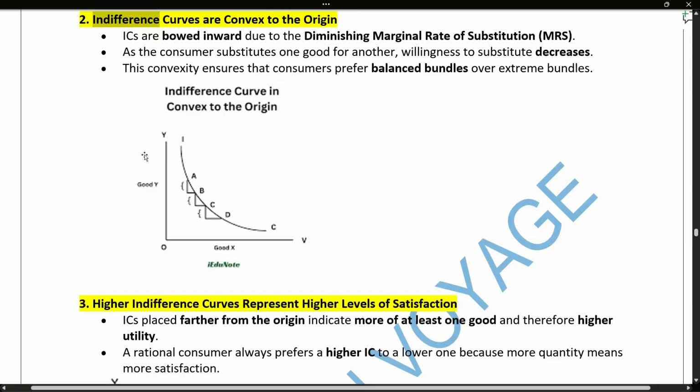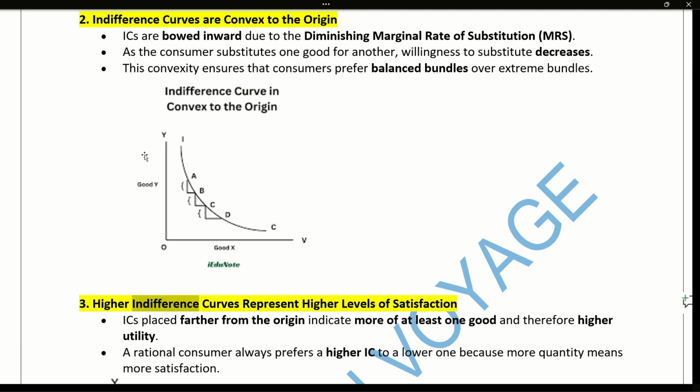2. Indifference curves are convex to the origin. ICs are bowed inward due to the diminishing marginal rate of substitution, MRS. As the consumer substitutes one good for another, willingness to substitute decreases. This convexity ensures that consumers prefer balanced bundles over extreme bundles.